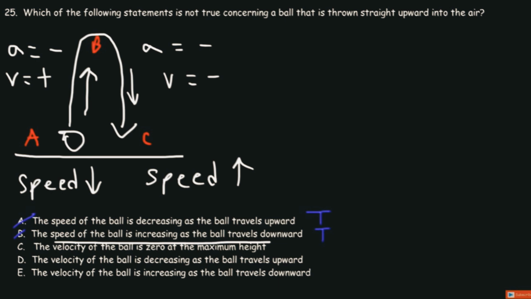Now, what about C? The velocity of the ball is zero at the maximum height. In order for the velocity to change from a positive value to a negative value, it has to cross zero. Let's say a positive 5, and you want to get to a negative; you can't skip a number, you have to go through zero, and that is going to occur at point B.